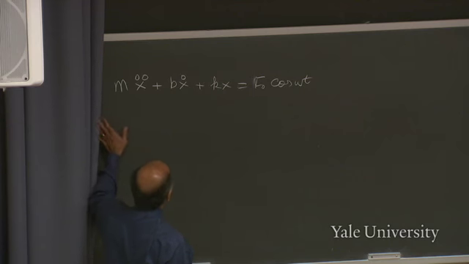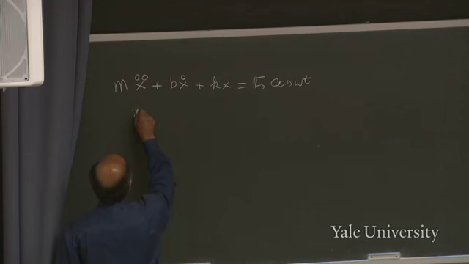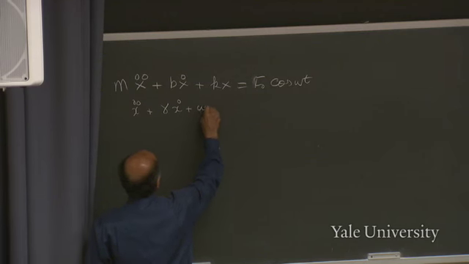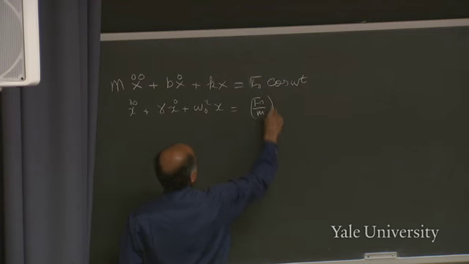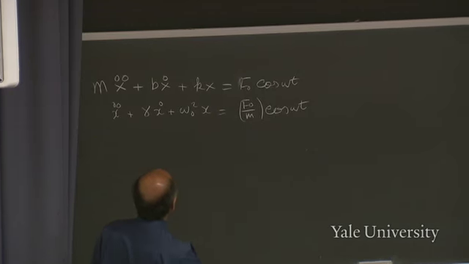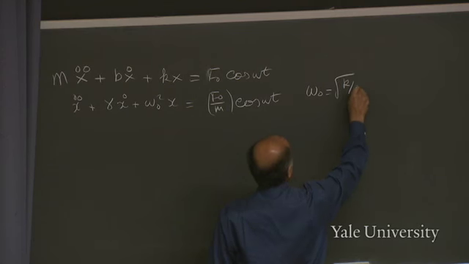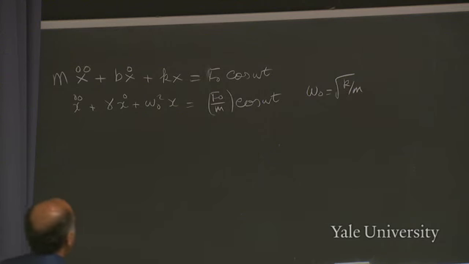Let us first divide everything by m. Then it becomes x double dot plus gamma x dot plus omega 0 square x equals f0 over m cosine omega t. I am using the fact that omega naught was defined as root of k over m. We used to call it omega, but now I'm calling it omega naught, and you should understand why I'm doing that, because there are now two omegas in the problem.